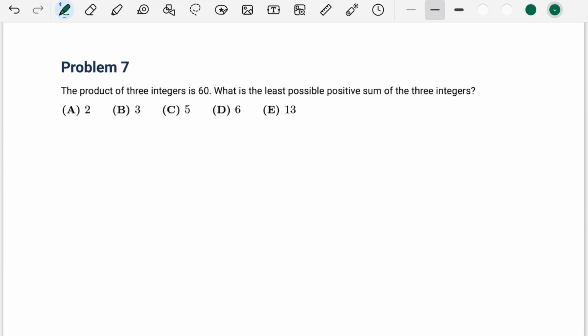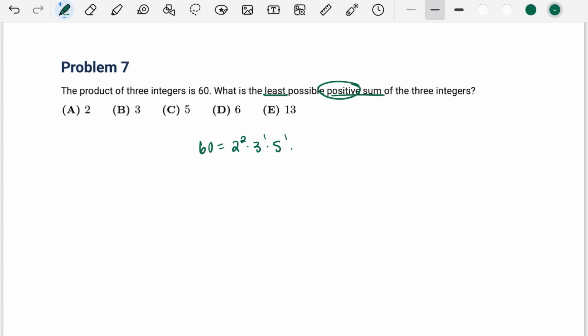Problem 7. The product of 3 integers is 60. What is the least possible positive sum of the 3 integers? So we can factorize 60, and what we'll get is 2 to the power of 2 times 3 times 5. When I read this problem the first time, the first thing that stands out to me is the fact that they say a positive sum. That implies that one of the numbers could be negative.